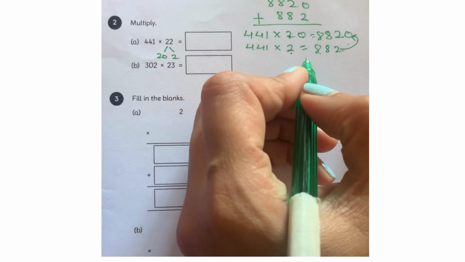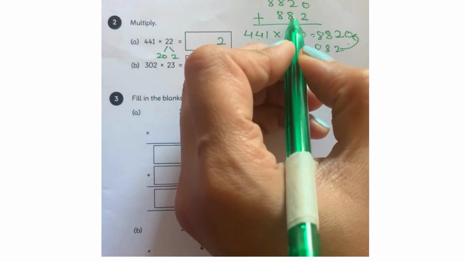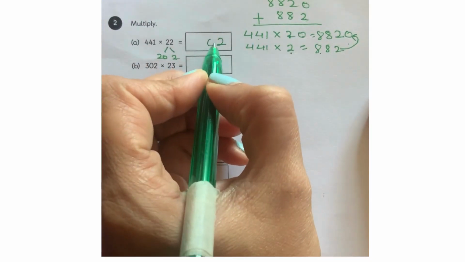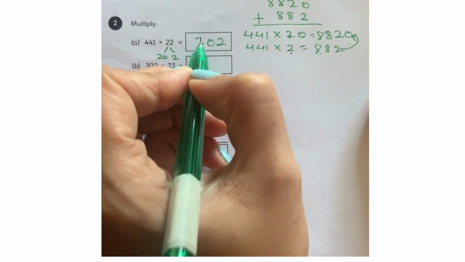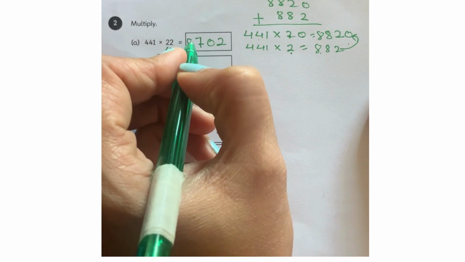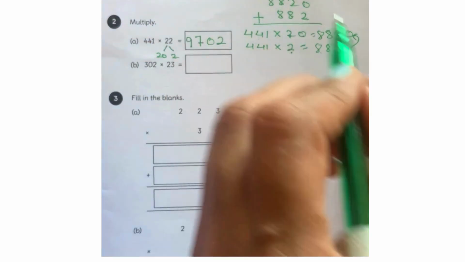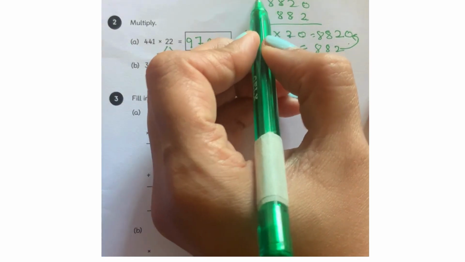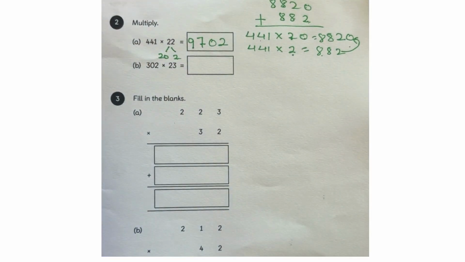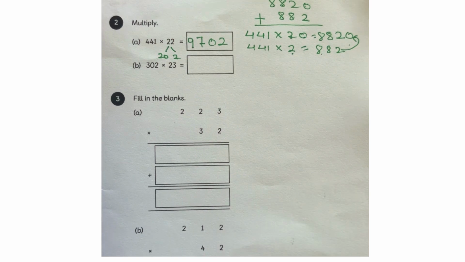0 plus 2 is 2. 8 plus 2 is 10. 8 plus 8 is 16 plus 1 is 17. And 8 plus 1 is 9. Another aspect, so that you don't get confused, whenever you have added, just strike off. Again, strike off. So you avoid confusion. Hence, we got the answer for the first one.